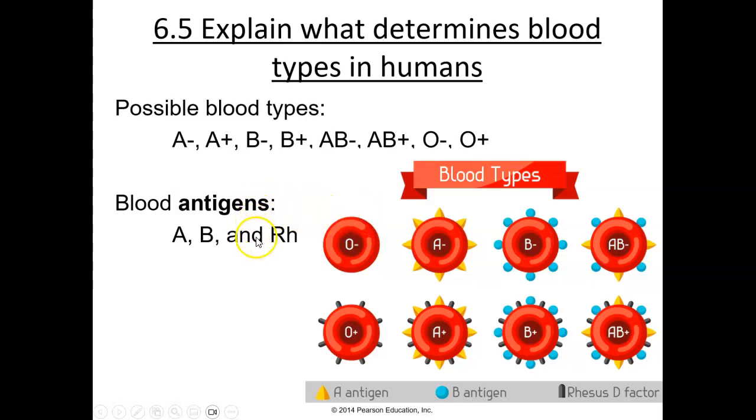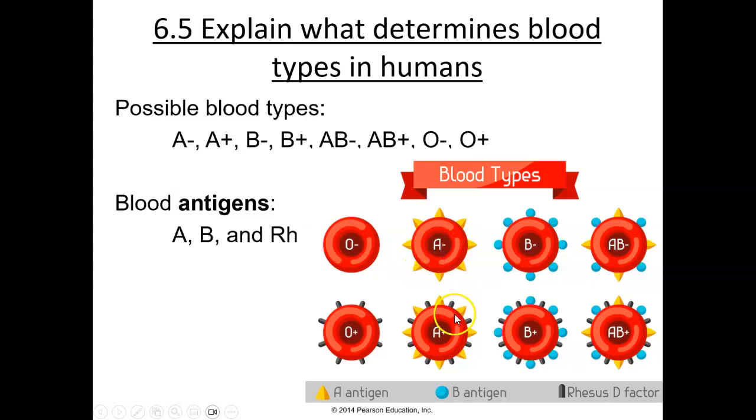Now, if we add in a third antigen, it's called Rh, and sometimes you see it called D also. But Rh actually stands for rhesus, which is the kind of monkey that it was discovered in. If you look at this picture, the Rhs are these little black things. If you have Rh, it means you're positive. If you don't have Rh, you're negative.